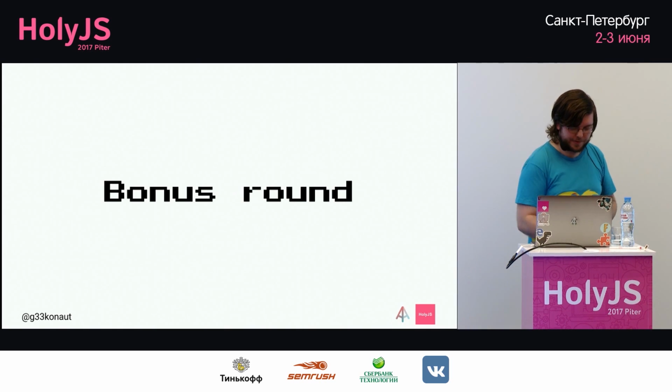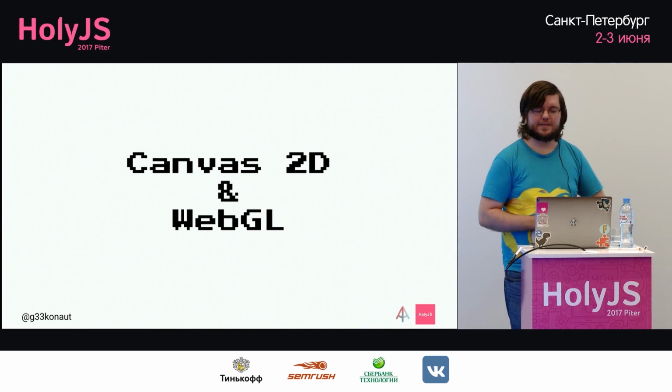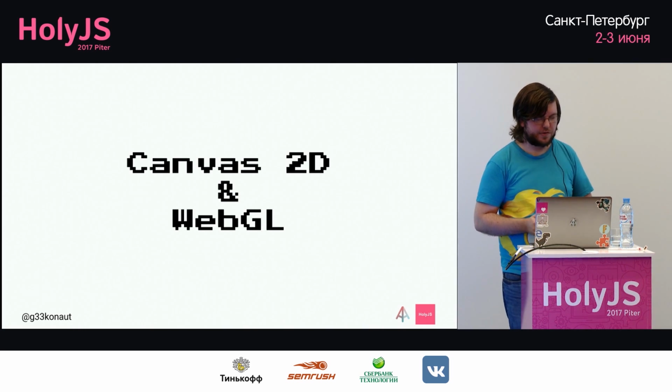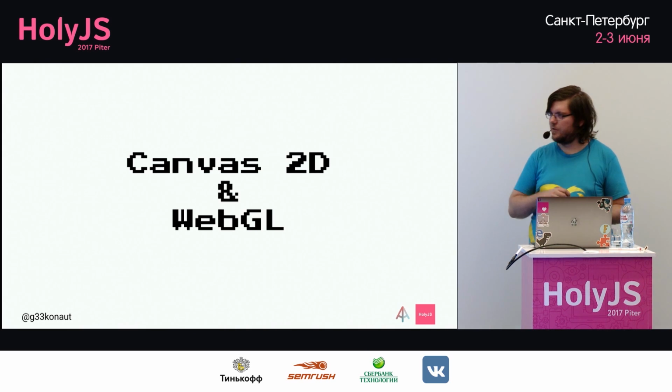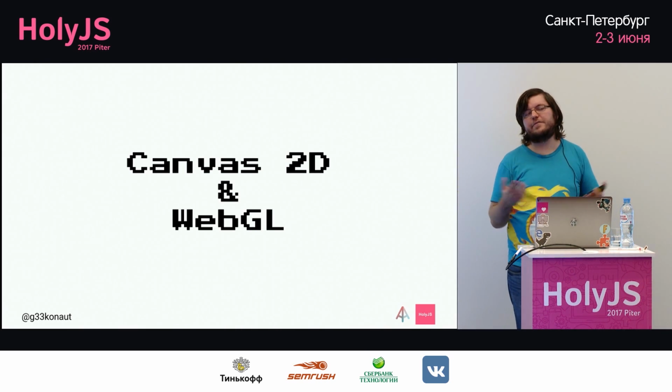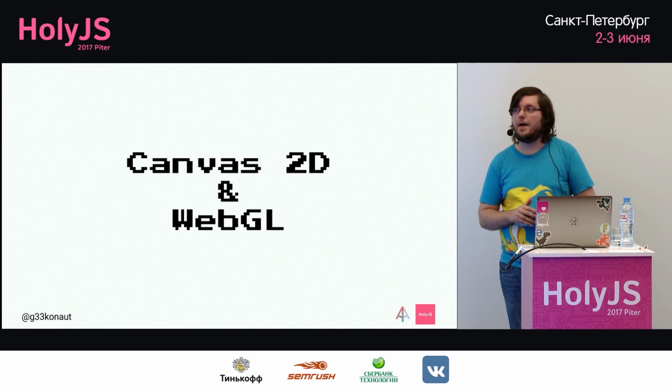There's a bit of a bonus round, because I think I still have time. No one's shouting at me, so I guess I have time. Let's have a look at Canvas 2D and WebGL, because you know, Canvas is a layer, so everything's going to be fast, right? And we can do all sorts of crazy things, and obviously WebGL is only for 3D graphics, and we only use it when we do complicated 3D things.